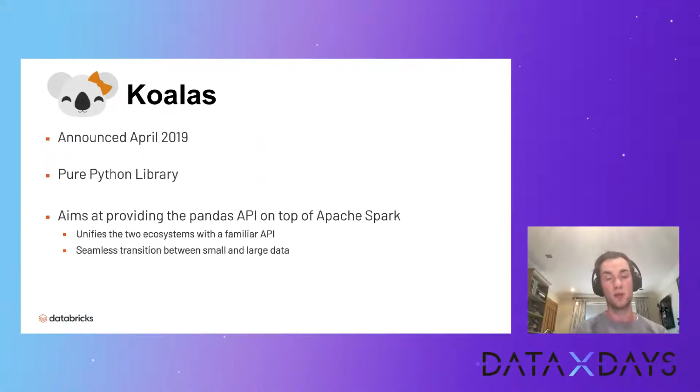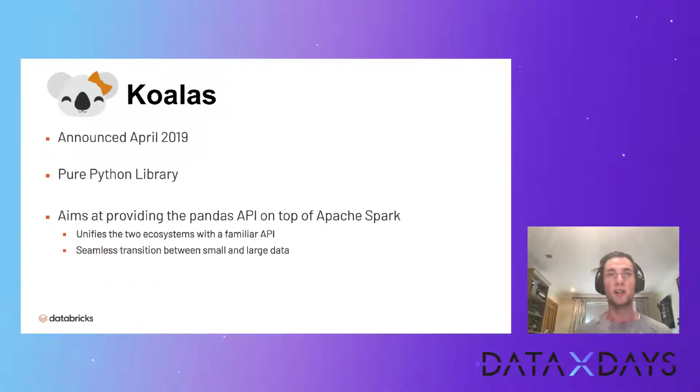So it was announced last April in 2019. And Koalas is a pure Python library, so it can be installed like any other Python library via pip, conda, or from source. And the core aim of the project is to provide the pandas API, that API that we saw on the left-hand side of the screen just previously, but give users the scalability that you inherently get from Spark, with that familiarity of pandas.